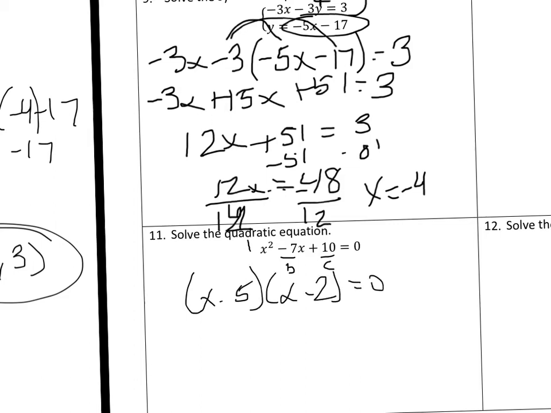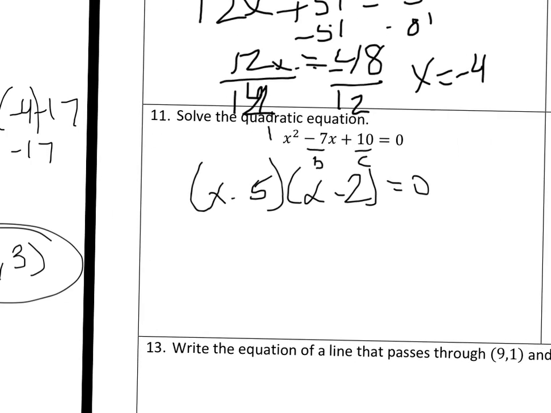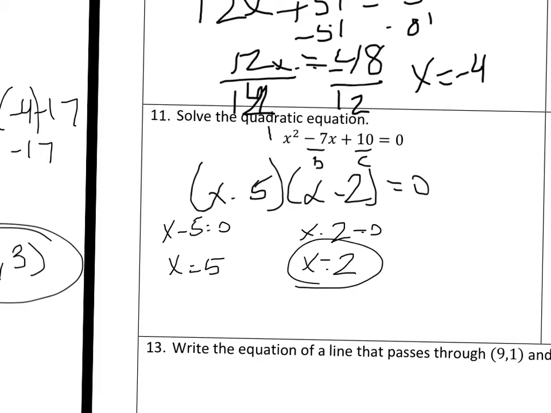And now, using the zero product property, I need to set them both equal to 0 to solve for x. X minus 5 equals 0. X minus 2 equals 0. Add 5, I get x equals 5. Add 2, I get x equals 2. Those are my two solutions.